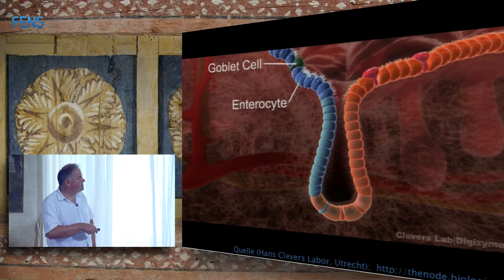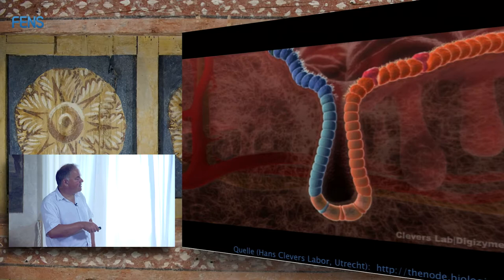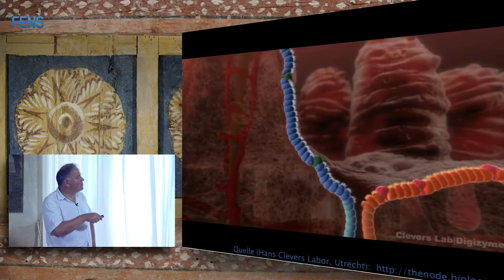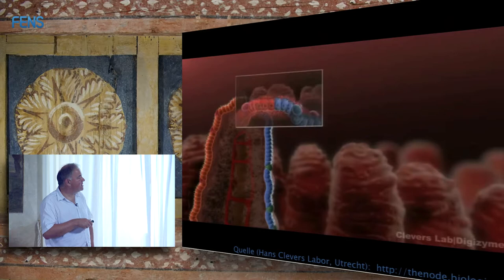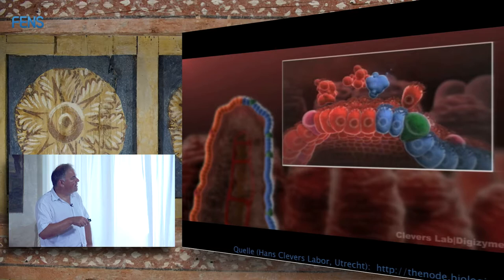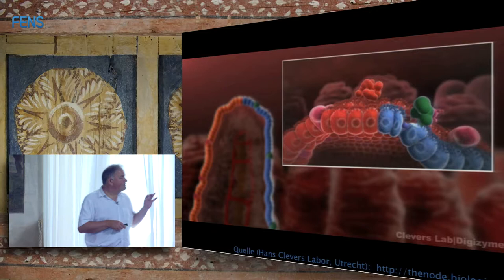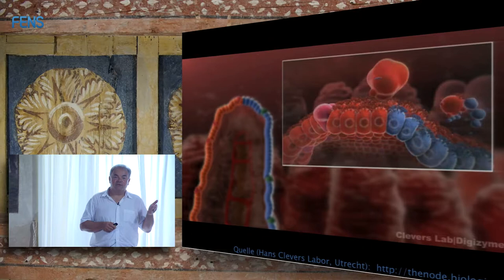The stem cells will divide, and then the cells will continue to divide, and they will differentiate as they move up in a conveyor belt-like way. They will start differentiating, most of them into enterocytes, but also some into goblet cells or enteroendocrine cells. And once they've reached the top of the villi, the cells will be shed into the lumen, and they will disappear. So one important thing to remember here is that the gut is a very rapidly self-renewing tissue.